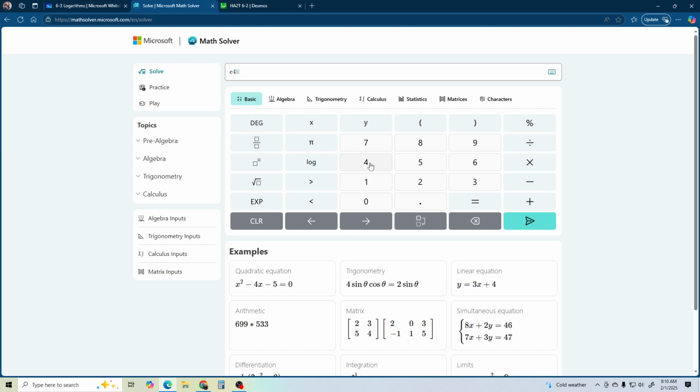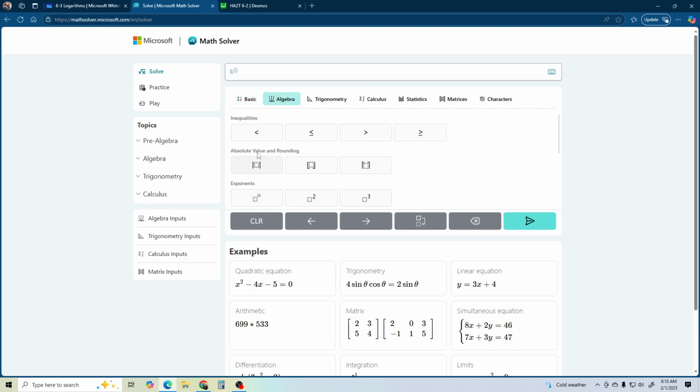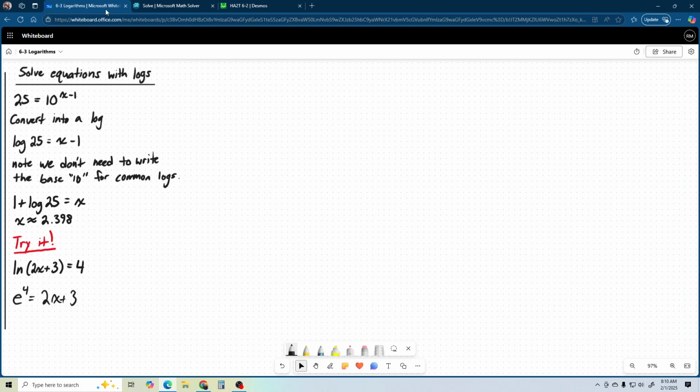E to the 4th. That didn't do it. Let's use our algebra skills. This is e, and this is to the 4th. 54.59. Okay. So if we get on here, this is 54.59, and that equals 2x plus 3. And hopefully now you see how this isn't too bad from here, right? We're going to subtract 3, so minus 3, and then we're going to divide by 2, divide by 2.